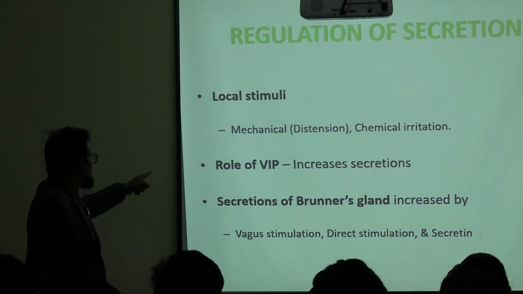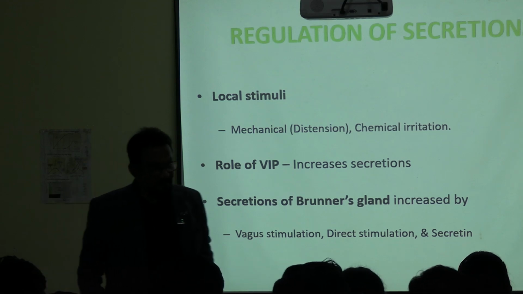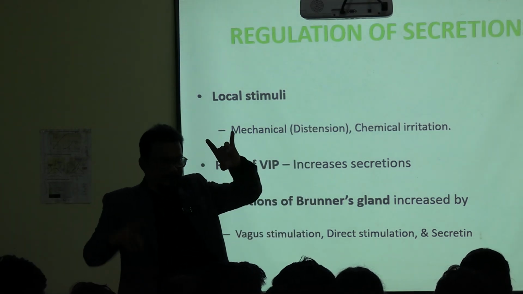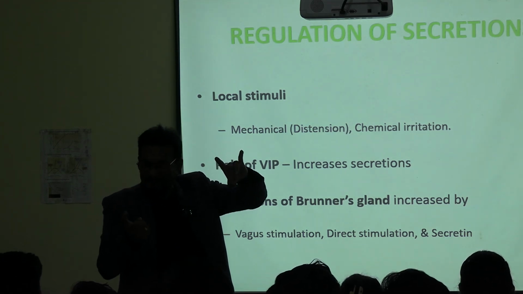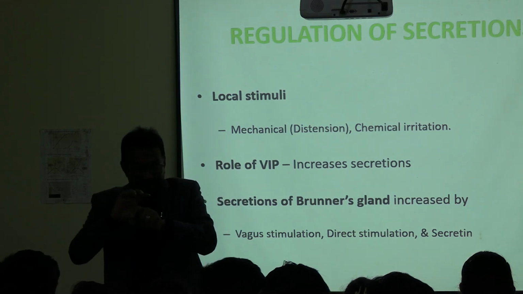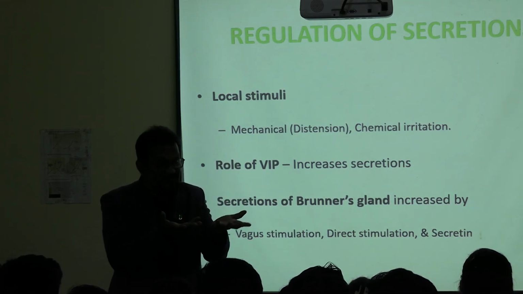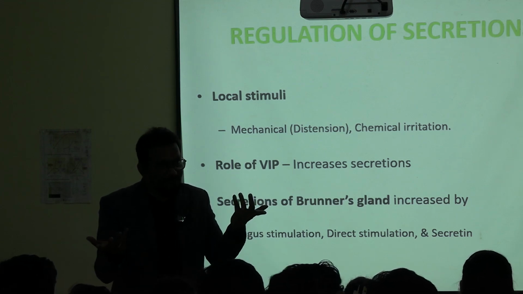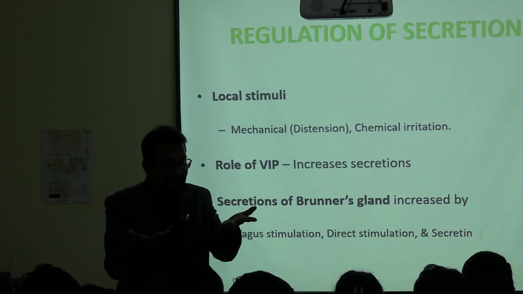So in this way, VIP can increase the secretion. Can you follow? What did I say? So vasoactive peptides will cause dilatation of the blood vessels, meaning increased flow of blood to the tissues which are producing enzymes or these secretions. So this will be increased, alkalinity will be increased, production of enzyme will be increased.